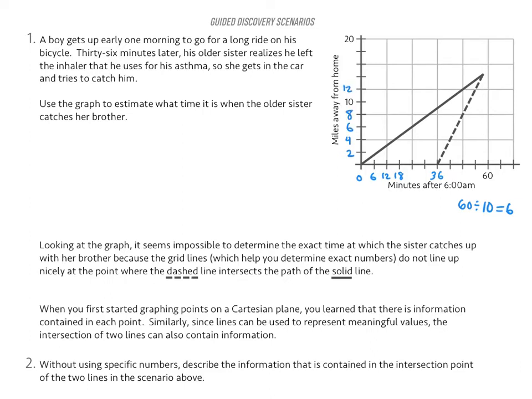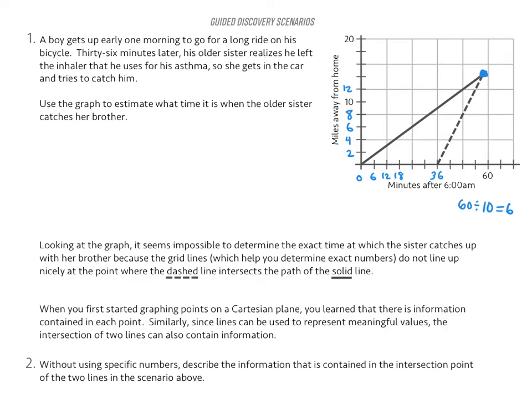Now let's look at the two lines. This line represents the boy, and this line represents the sister, because the sister leaves 36 minutes after the boy, and the boy leaves at 6 a.m. So this is the girl traveling, this is the boy traveling, and you can see right here is where the girl catches her brother. So I'll put a mark there.